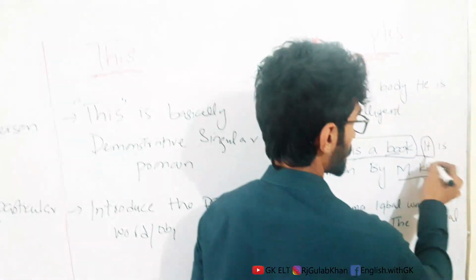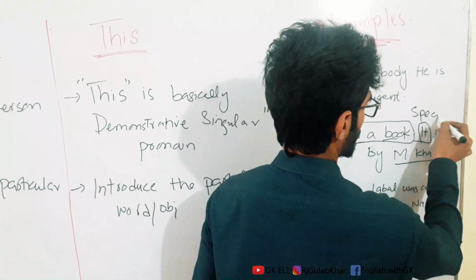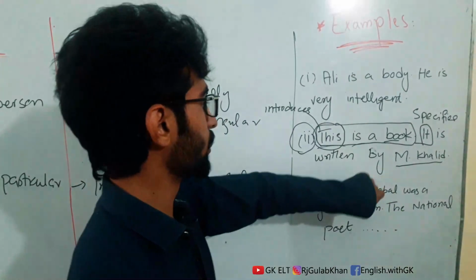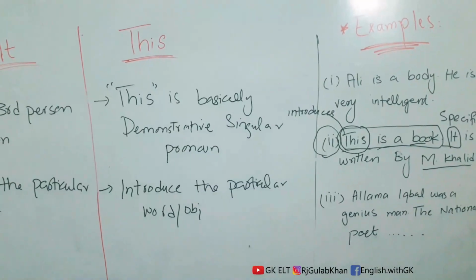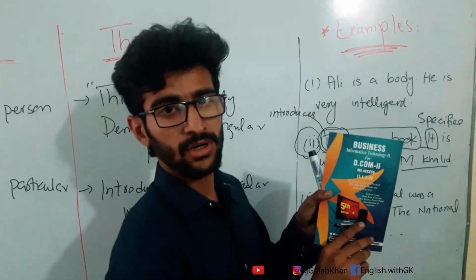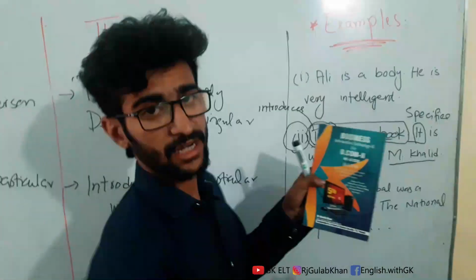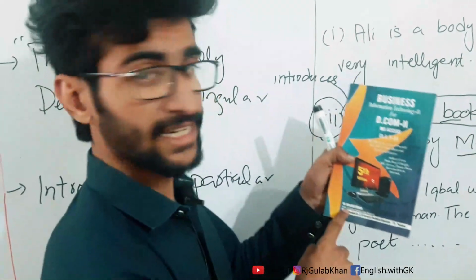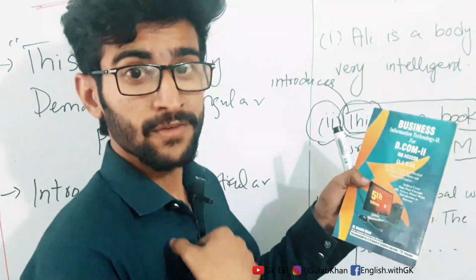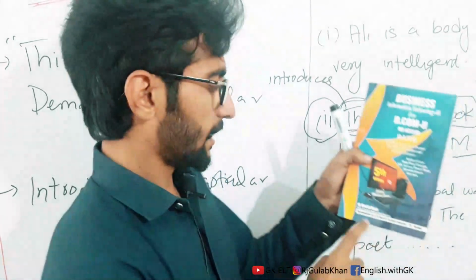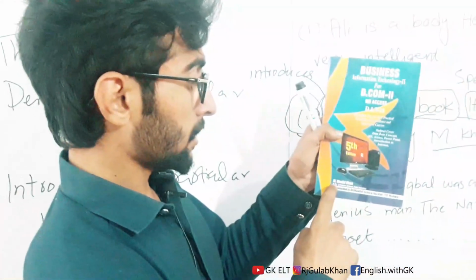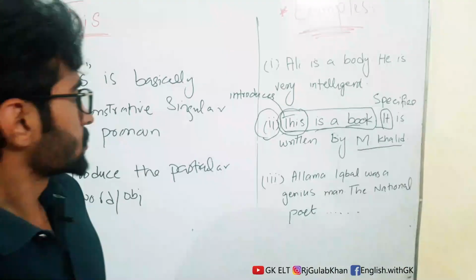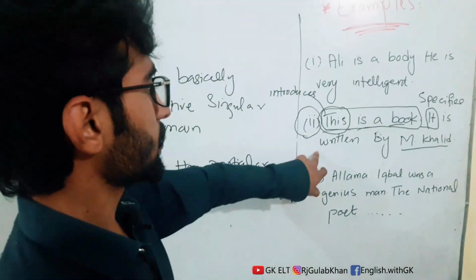Now here, what is he doing? He is specifying, he is identifying that particular book. This is a book, this is a business information technology book. So I introduce that this is a book. Now what I am doing is specifying it, that it is written by M. Khalid. I have written it here. So this is one difference.